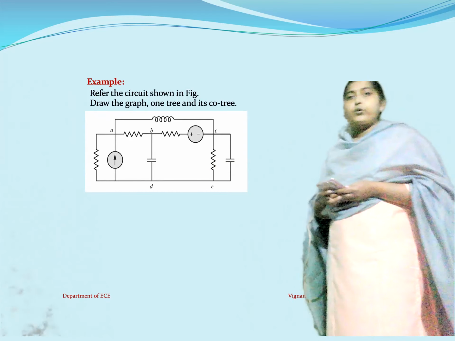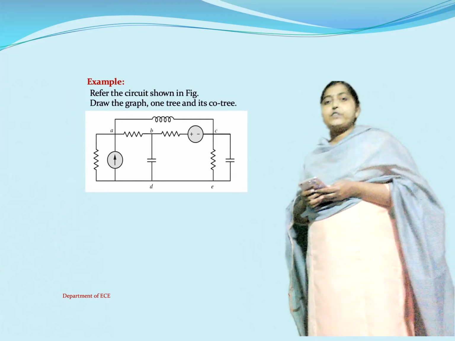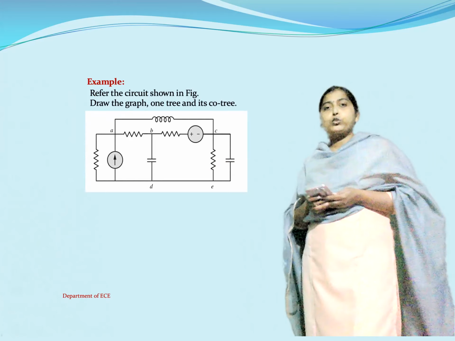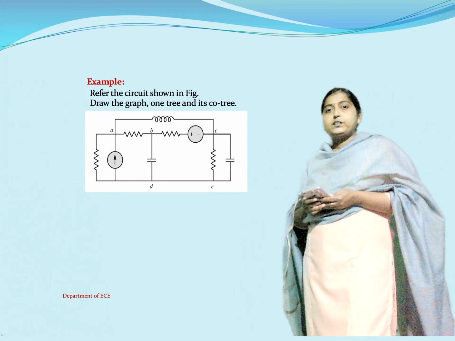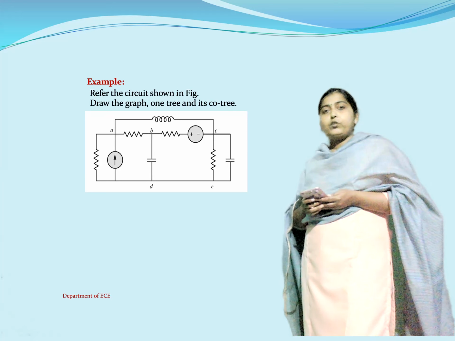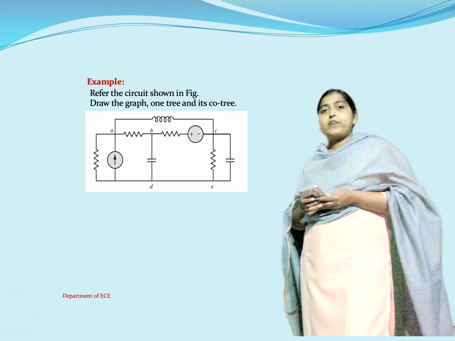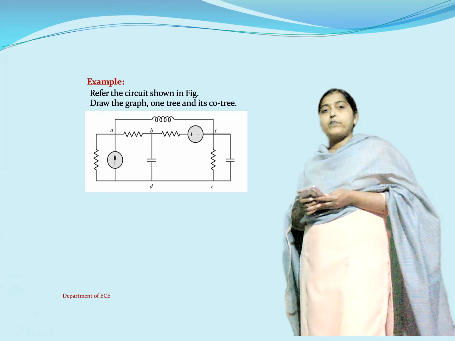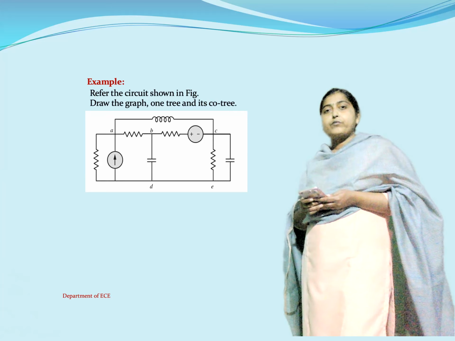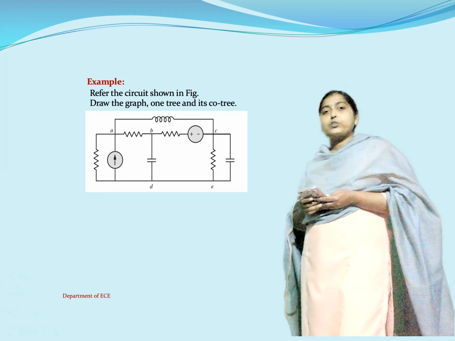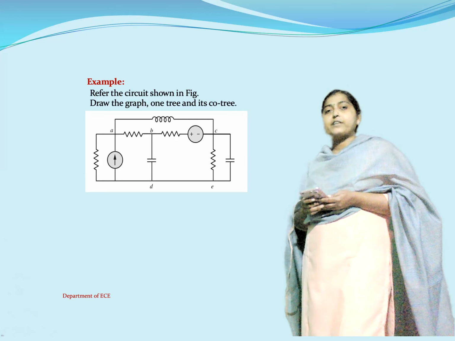So now before we start drawing here, let us first identify the total number of nodes which are present in this. So this is first node, this is second node, this is the third node, and this will be your common node. So I have 1, 2, 3 and then 4 nodes. So how many branches do you have? 1, then you have 2, 3, 4, 5, 6 and then 7. I am not taking the current source into consideration because a current source in parallel with a resistor is always counted as one branch.